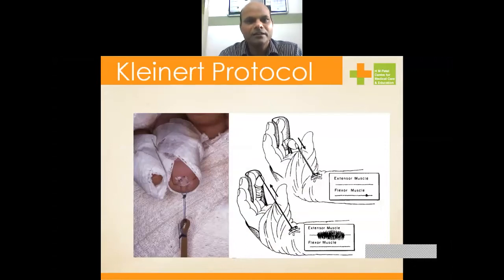I've seen this protocol. So we use nails, we use the wrist area, and we give a dorsal blocking area of the hand. We use the nails for active extension and passive flexion. So active extension and passive flexion is the Clinat approach.